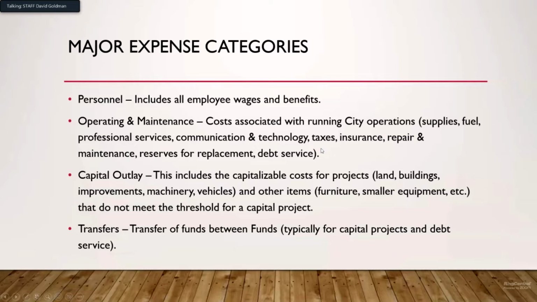So the major expense categories that you'll find are personnel. That includes employee wages and benefits, operating and maintenance. Those are costs associated with city operations, such as supplies, fuel, professional services, and so on. You have capital outlay. That includes the capitalizable cost of projects and other items too that aren't part of projects but are smaller type of things like smaller equipment and furniture, and also transfers between funds.